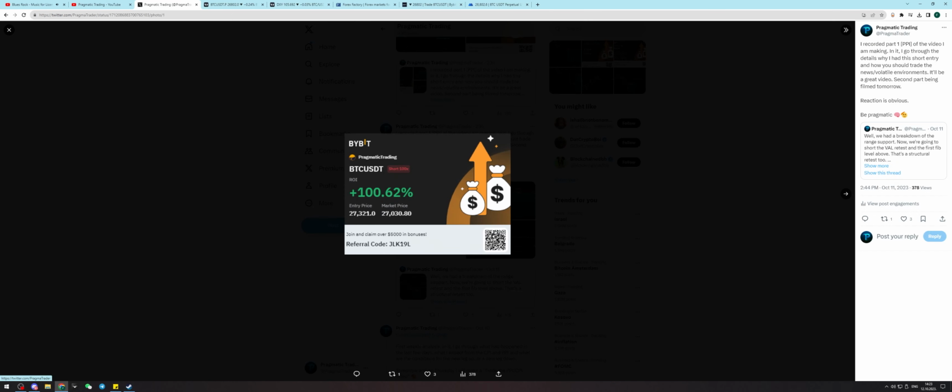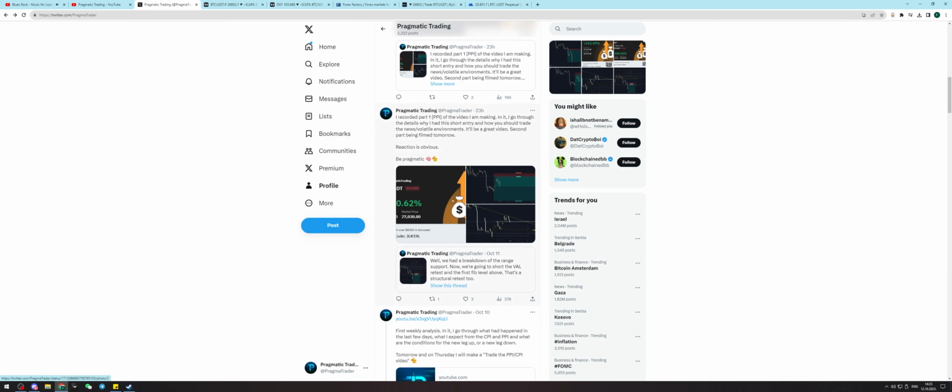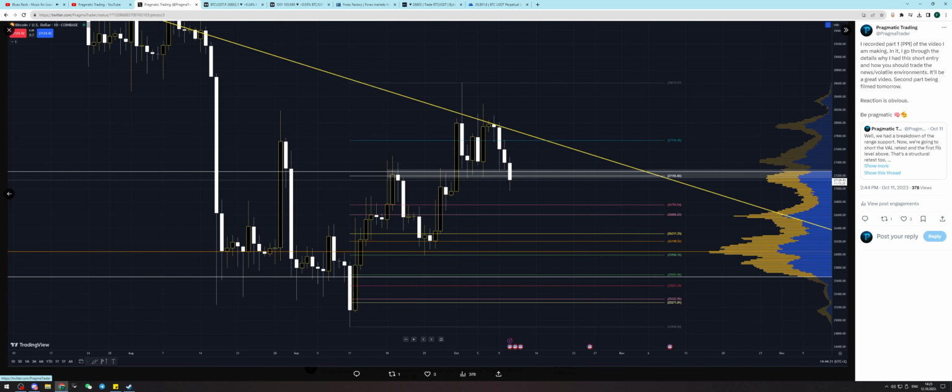Well, the initial outcome was that before the PPI my entry was triggered. You can see it here, inside of this wick. I would call this a precise entry, and here we see a bigger view of the range, the breakdown of this previous resistance, which was support.